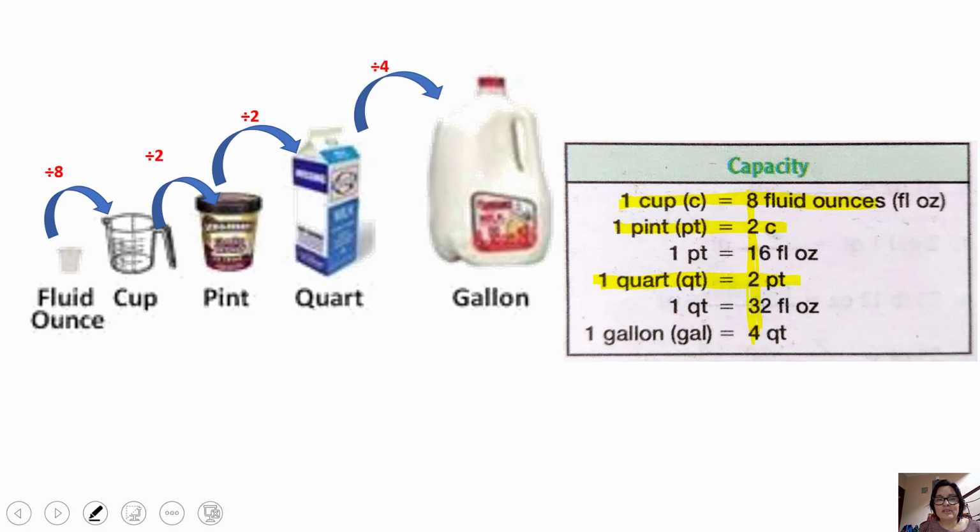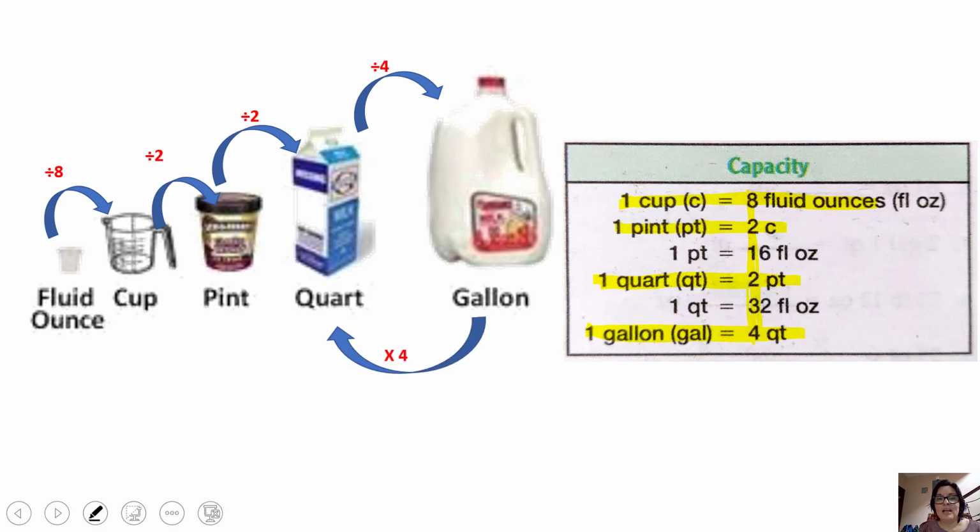From quarts to gallons, we are going to divide by 4. Why? Because 1 gallon has 4 quarts. Now, if you see, all these ones were from smaller to larger. Now, let's do it the contrary. From larger to smaller, remember that we are going to multiply.